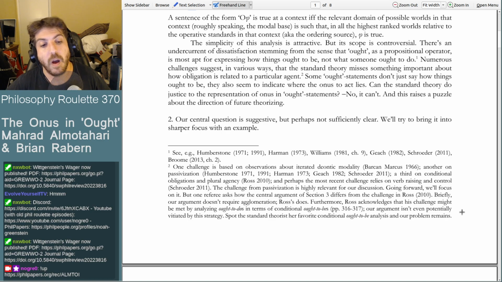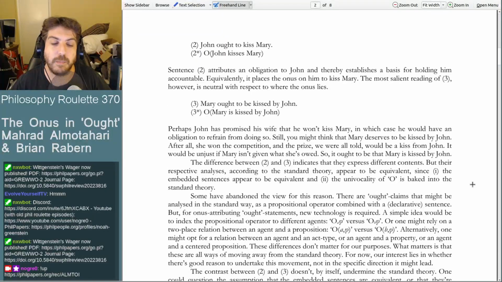2. Our central question is suggestive but perhaps not sufficiently clear. We'll try to bring it into sharper focus with an example. (2) John ought to kiss Mary. (2*) Obligation: John kisses Mary. Sentence 2 attributes an obligation to John and thereby establishes a basis for holding him accountable. Equivalently, it places the onus on him to kiss Mary.